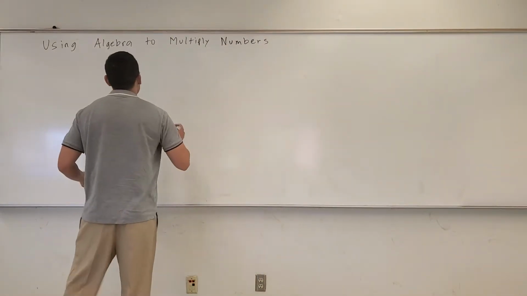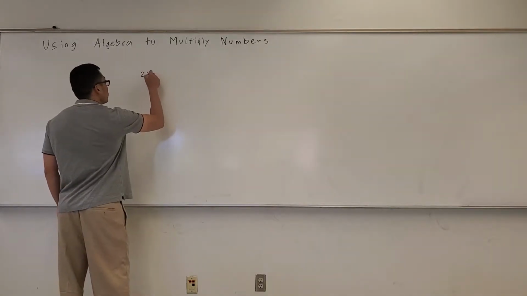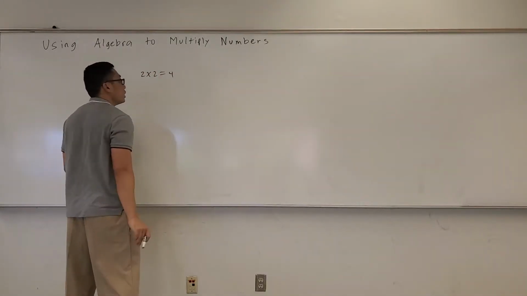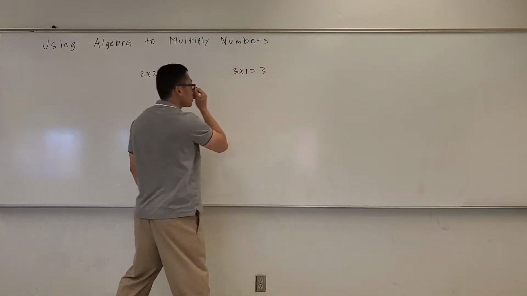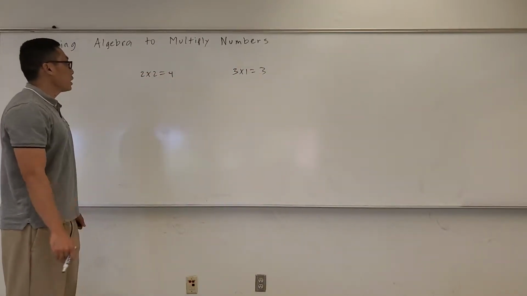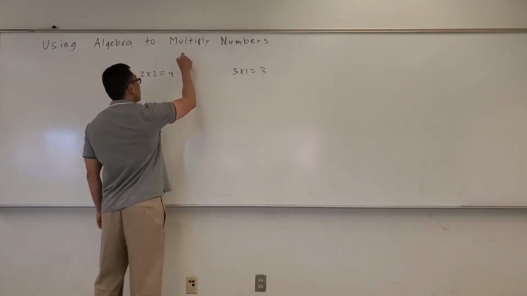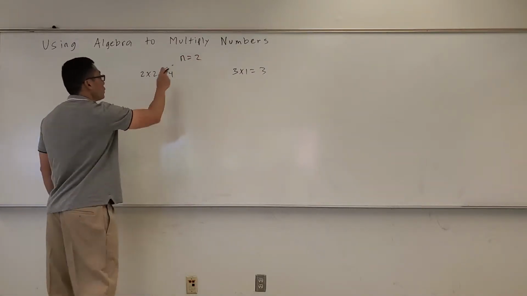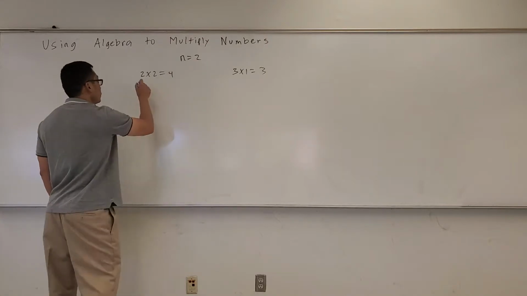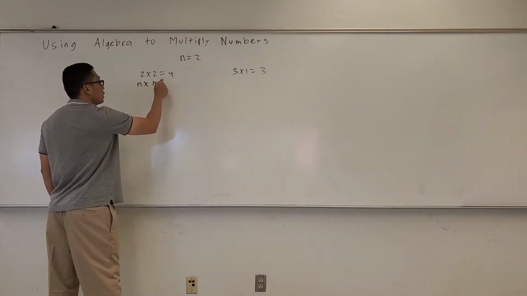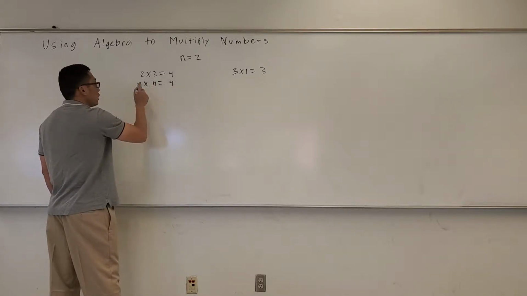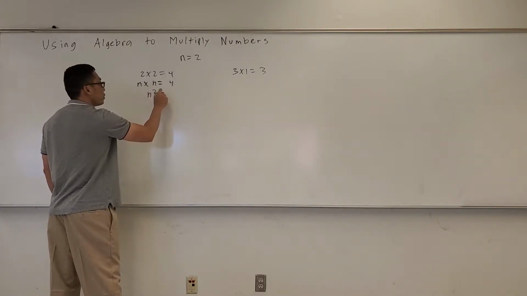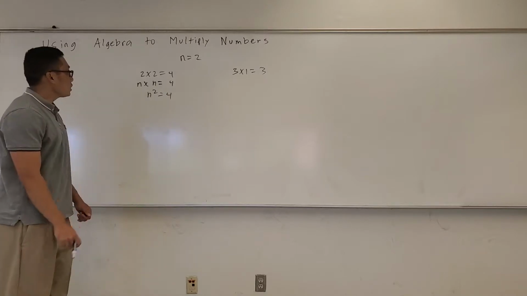So we know that 2 times 2 is equal to 4, right? And I know that 3 times 1 is equal to 3. Yes? So what if I say let n equals 2, right? So instead of 2, I'm going to replace it with n. So this would be n times n here, and this will equal 4, right? And then n times n is really just n squared, which is equal to 4, right?